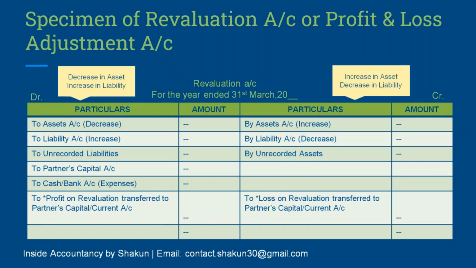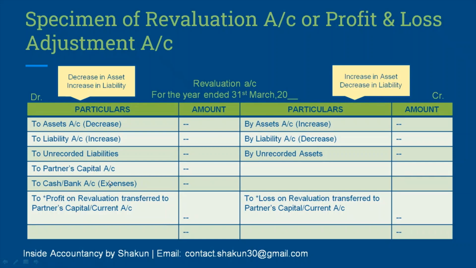In case of any expenditure that the firm is bearing, the revaluation account is debited, and in case of any remuneration to be paid to the partner, again the revaluation account is debited. So basically the revaluation account is debited for all decrease in asset and increase in liability and the remuneration and expense, and it is credited for increase in asset and decrease in liability.